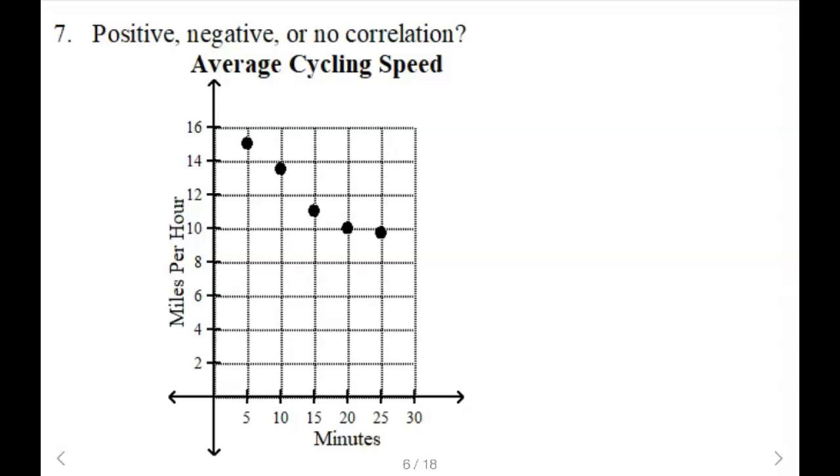Scatter plot. As you go from left to right, if it's going uphill, it's a positive slope; downhill, it's a negative slope. So these go downhill from left to right, and so it's a negative correlation.